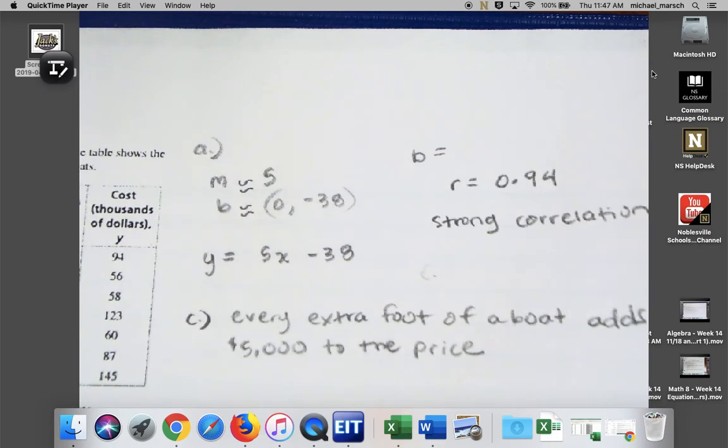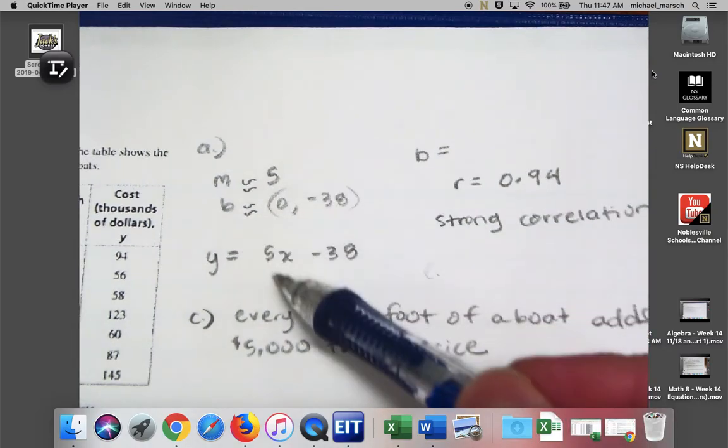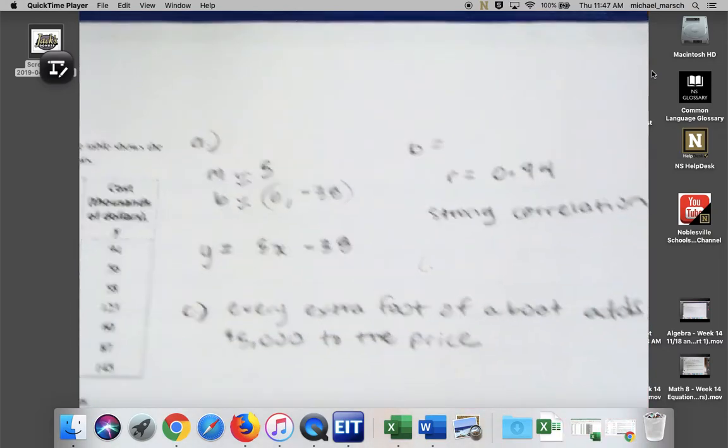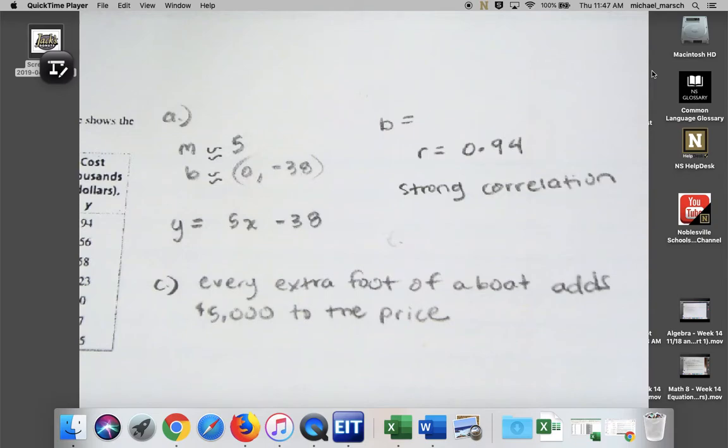So every extra foot of the boat adds $5,000. Or you could have said it costs $5,000 more for every extra foot. There are lots of different ways you could word it, but you need to understand what the 1 stands for and what the 5 stands for in the slope. Because remember, 5 over 1 is our slope. So technically, if people were like this, it would be how many feet above average they are.